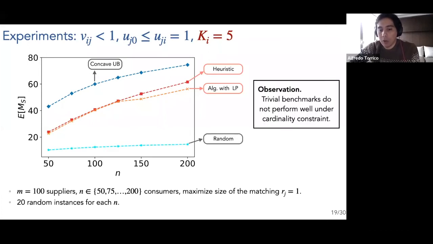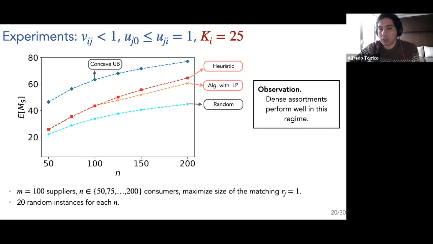But now the random assortment, since it's limited to 5, has a poor performance. So a trivial benchmark does not necessarily perform well under a cardinality constraint. But if we increase the cardinality to 25, dense assortments may perform much better. So random assortment actually improves its performance from cardinality 5 to 25. Any questions on the experimental side?